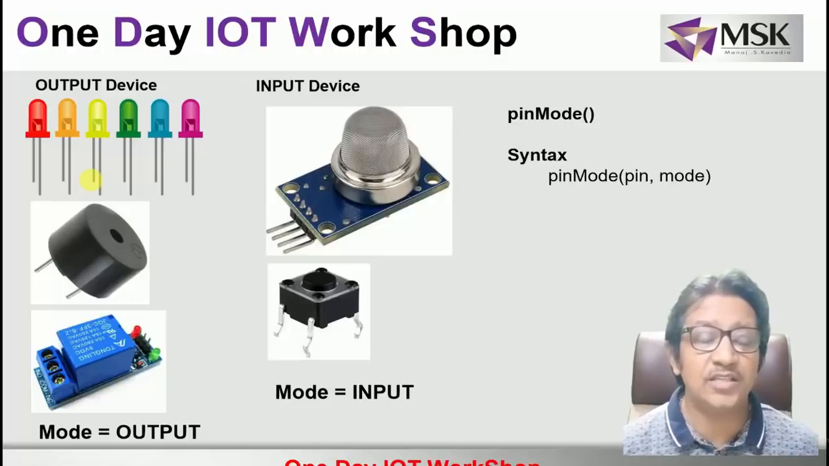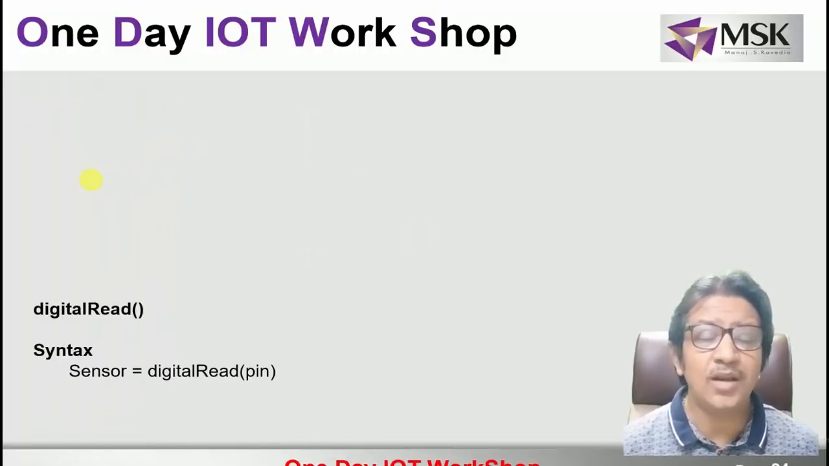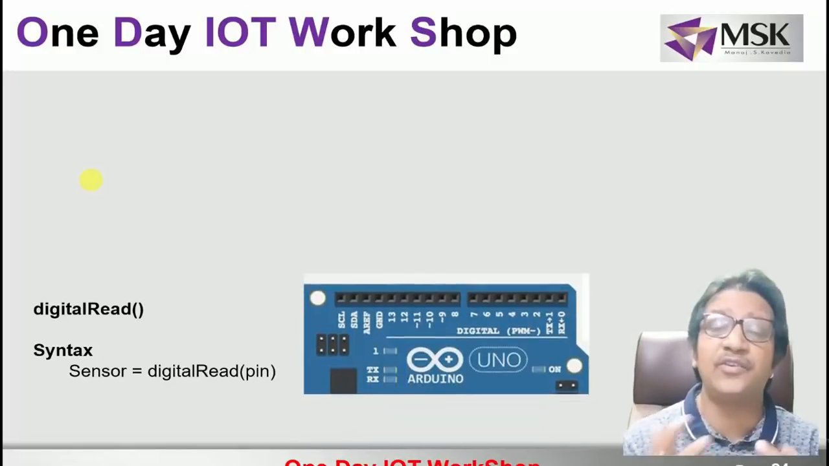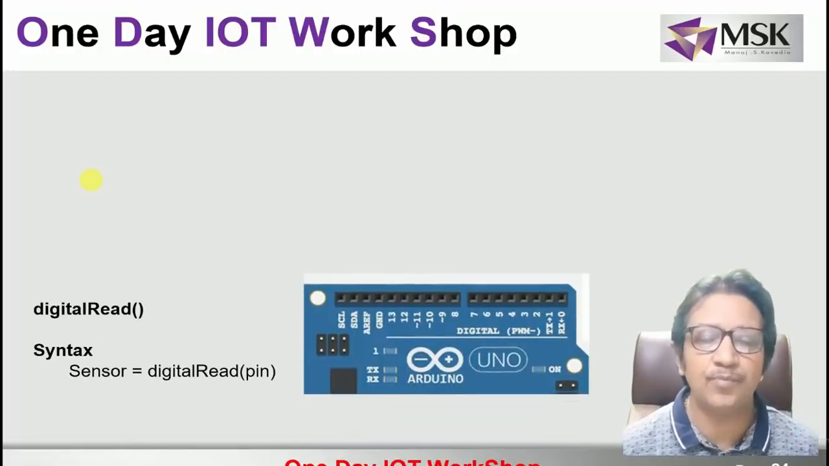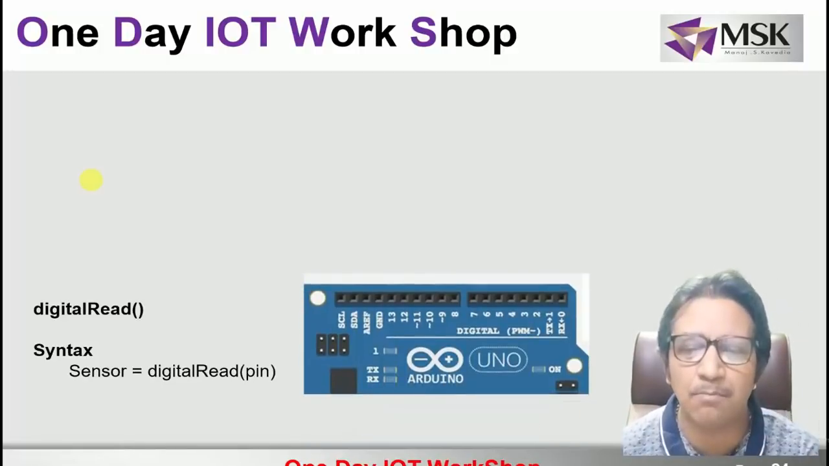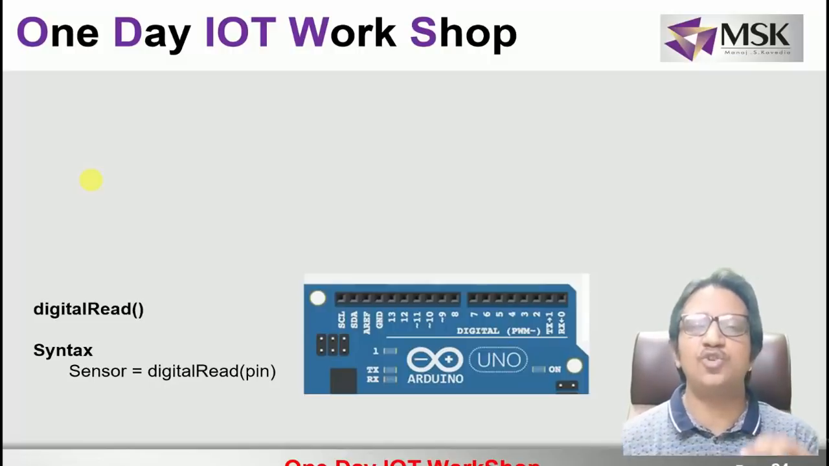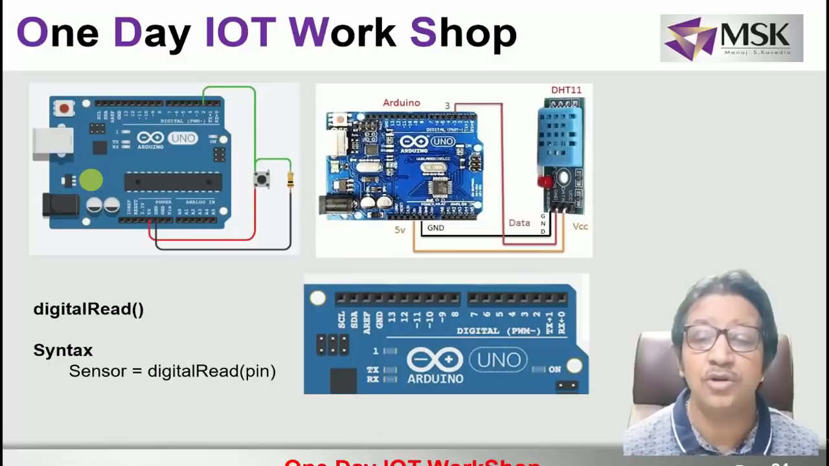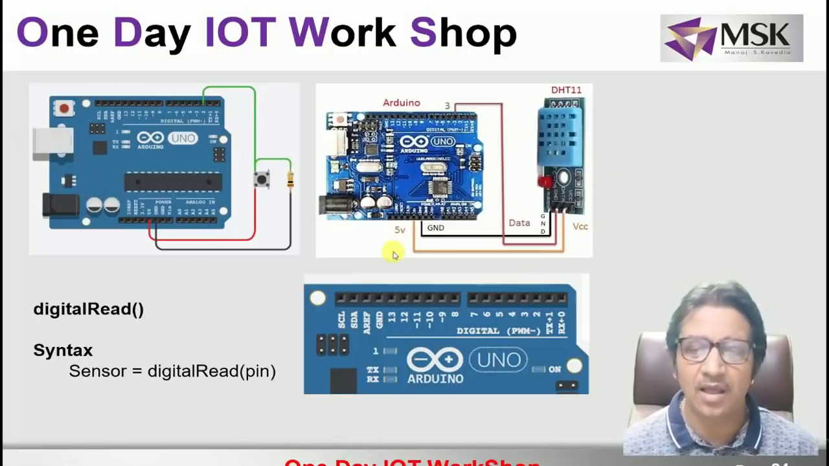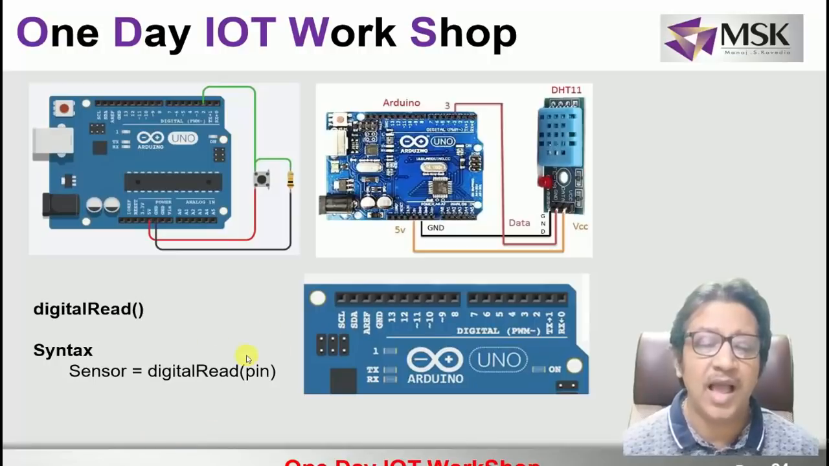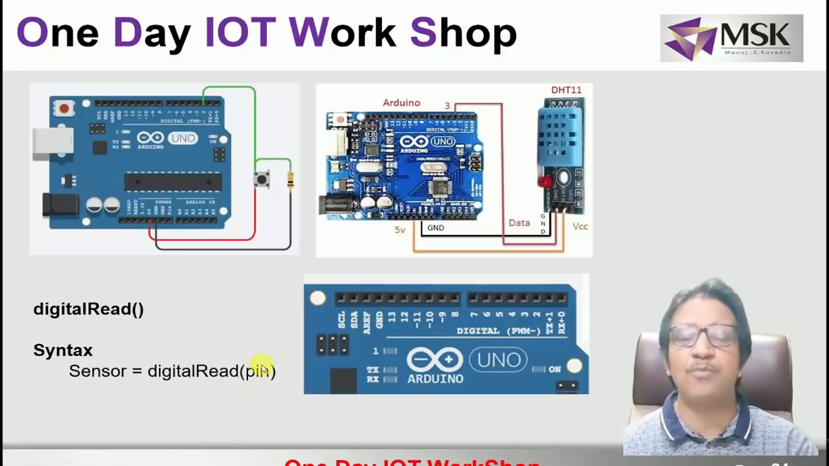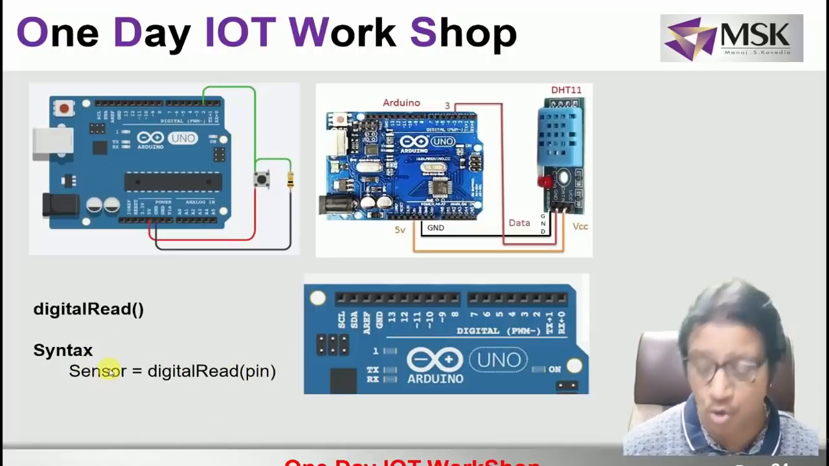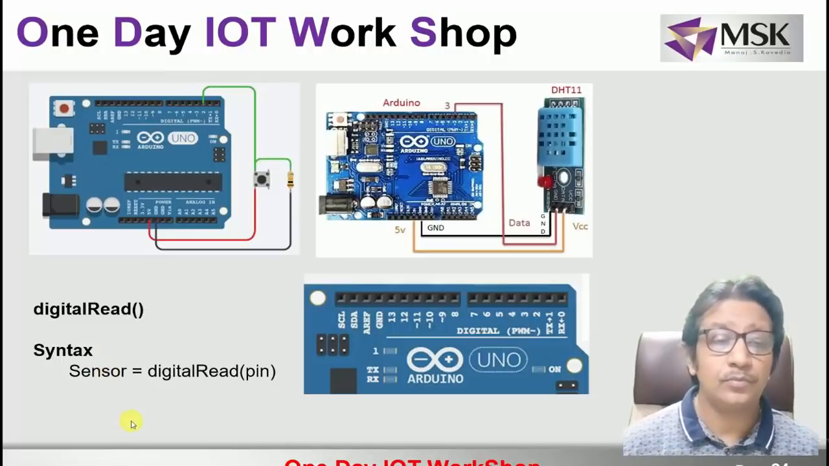Now let's see what digitalRead is. What digitalRead does is help in reading the data from the sensor. I just have to define the pin number to which the switch or the sensor is connected. You can see here, this is a switch, this is a sensor, and using digitalRead, I just define the pin number and it will give me the sensor status. It may be a high value or a low value.